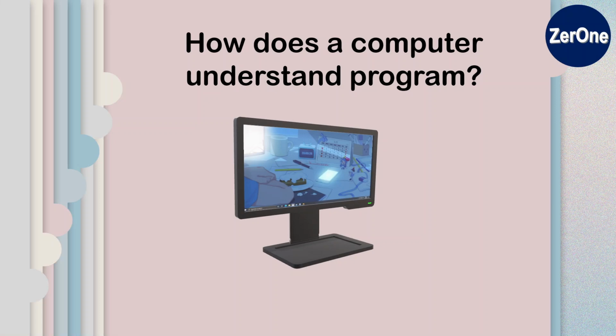Programs are written in high-level languages. They're human-readable, kind of like English, just more structured. But here's the thing. Computers don't understand those directly. They only get zeros and ones. That's called machine code. So, those high-level instructions have to be translated into machine language before the computer can actually do anything.